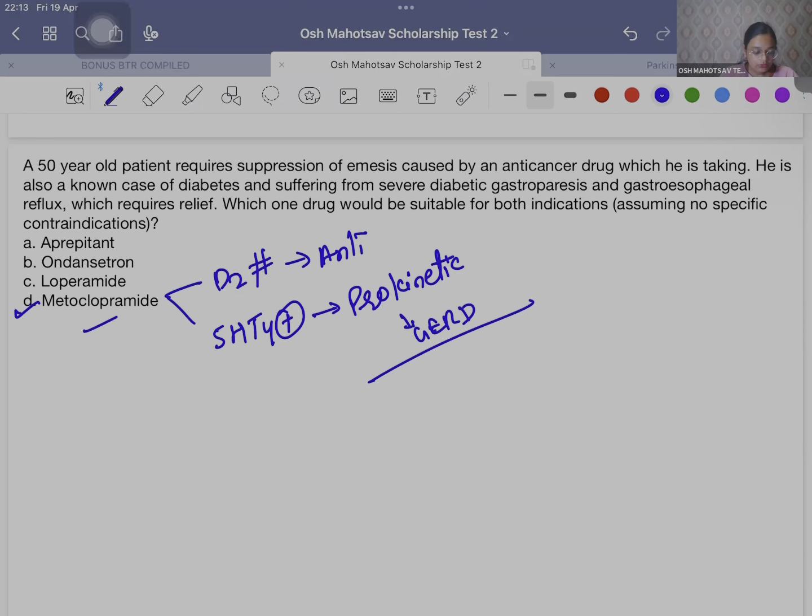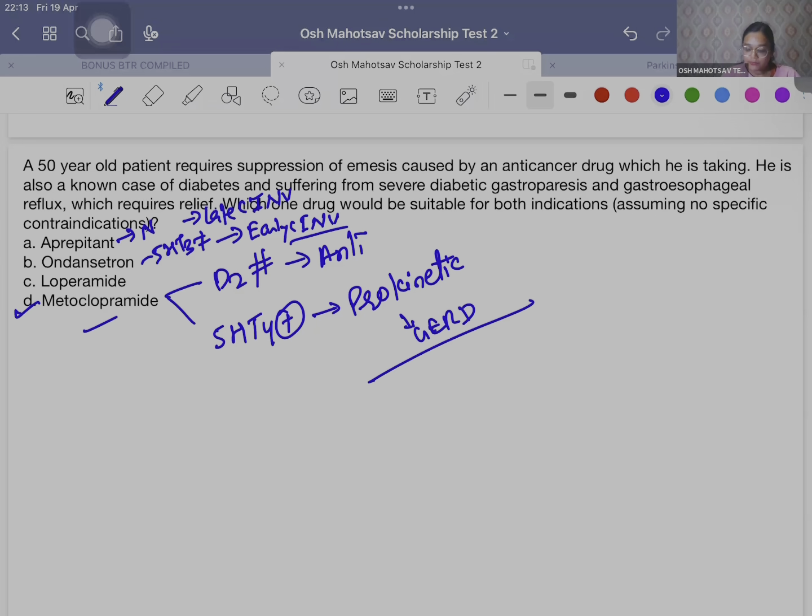Why is the answer not ondansetron? Because it is a 5-HT3 blocker. Okay. And it is only used in early chemotherapy-induced nausea vomiting. Same for aprepitant. This is a neurokinin 1 receptor blocker, and it is used in late chemotherapy-induced nausea vomiting.